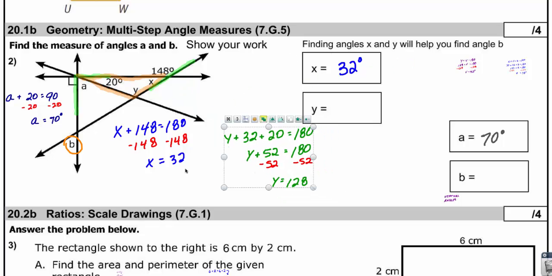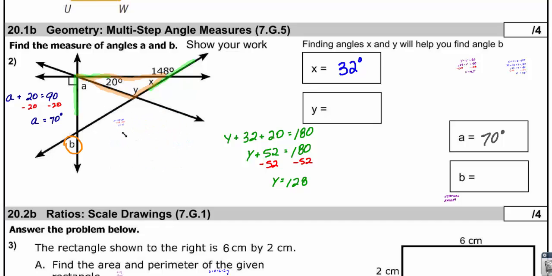Let me get rid of the X equation just so it's not distracting. You can always go back and replay the video. So here is how we get Y. We know that 20 plus X plus Y makes 180. We know that X is a 32. This was X right here. Y plus X plus 20 makes 180. X is actually 32, so add the 32 and the 20, you get 52. Y plus 52 makes 180. Take away the 52, and we find that Y is 128 degrees.